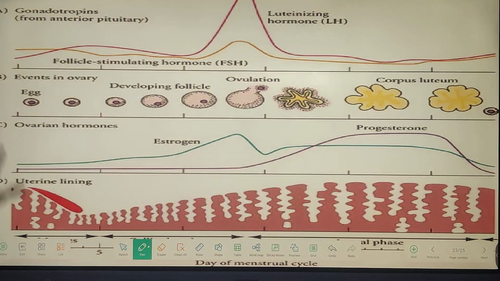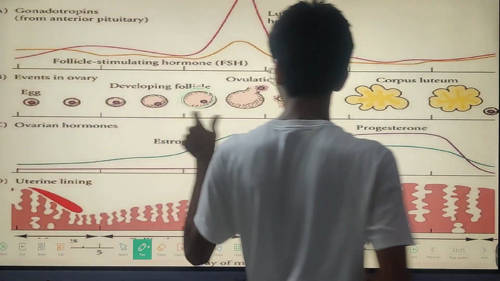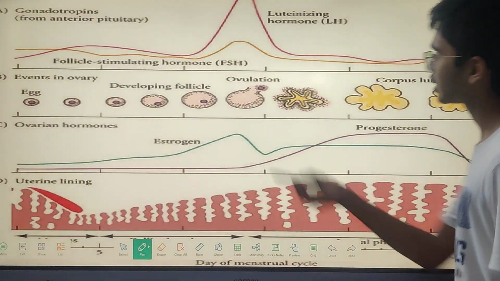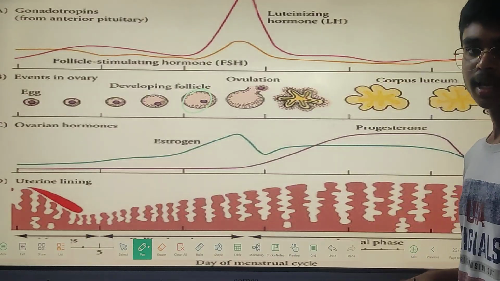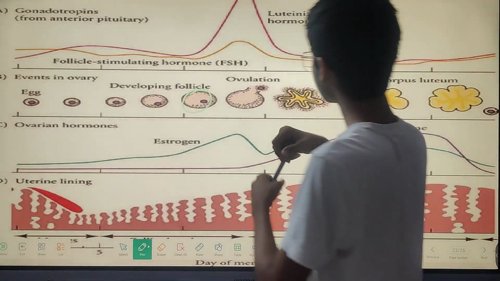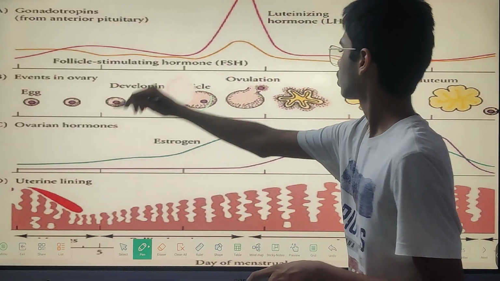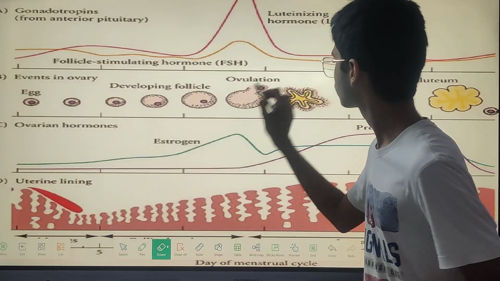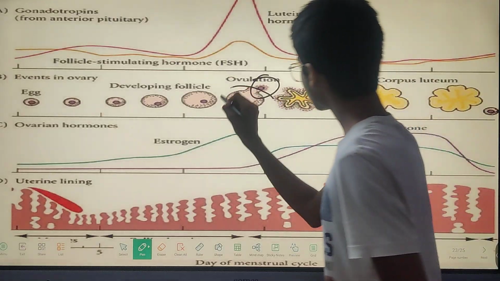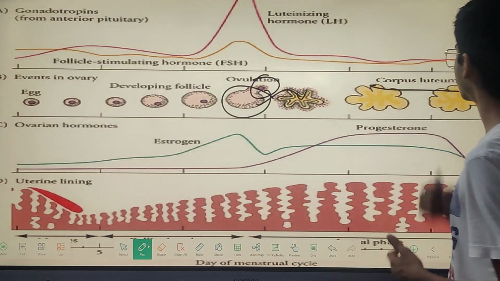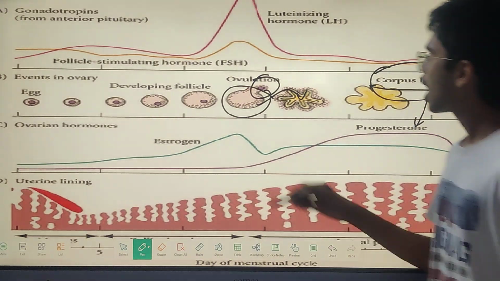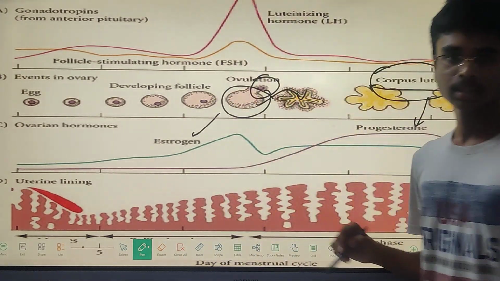So first, as I said, we all know that these follicles will be secreting the estrogen. This layer is what is secreting the estrogen. Now this follicle will be ruptured during the time of ovulation. Then the secondary oocyte alone will be coming out, and the ruptured follicle will be converted into corpus luteum. This corpus luteum will be producing progesterone, and these will be producing estrogen.